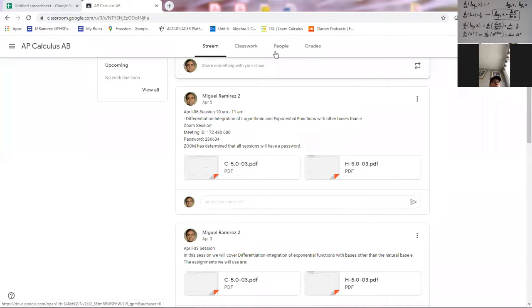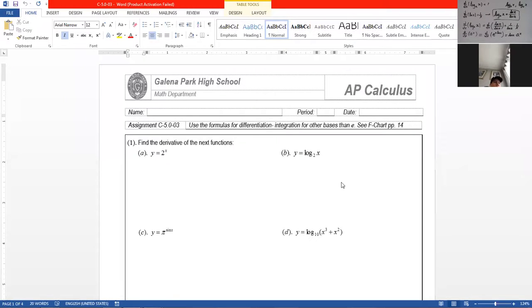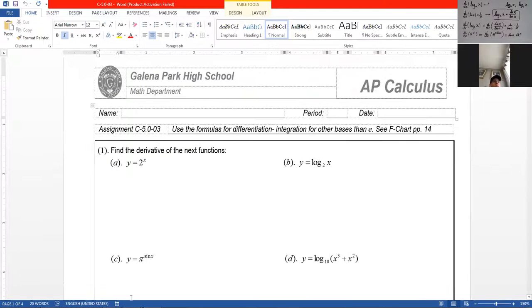Here you can download the assignments. Let me just share again this one. One is right here. So this is the first assignment, correct? The first assignment contains derivatives of simple functions, correct?